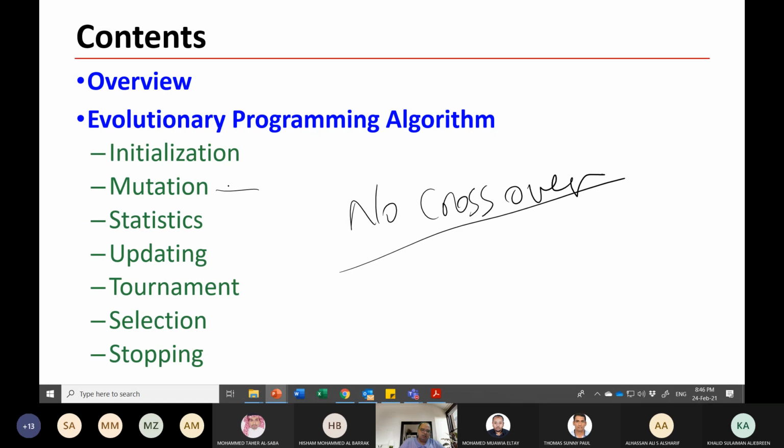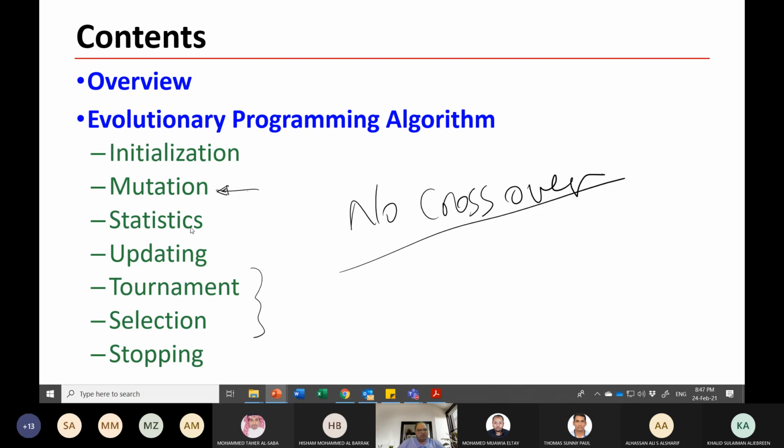We have only mutation. Selection is the same. Also, you can implement elitism. Mutation is done a little bit differently than in genetic algorithm. It is a unique operator here. The mutation is not similar to genetic algorithm, but the initialization is the same. The statistics is just statistics.